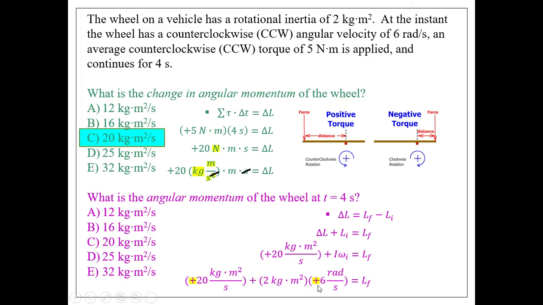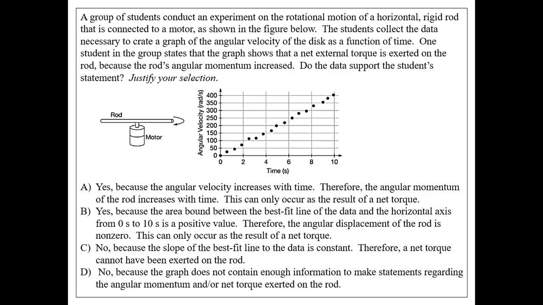2 times 6 is 12. 12 plus 20 is 32. So I'm just going to go ahead and highlight choice E. Okay, all right. Let's move on to the last one in this particular video.